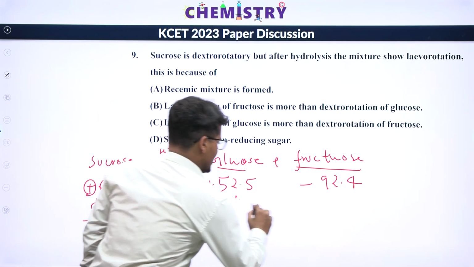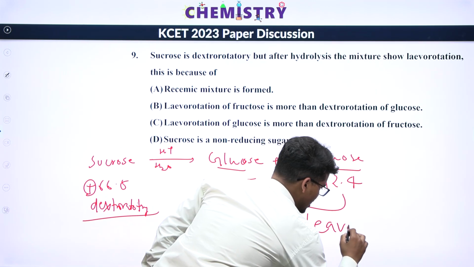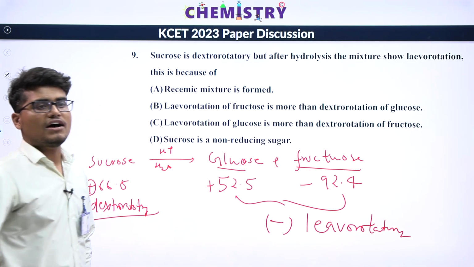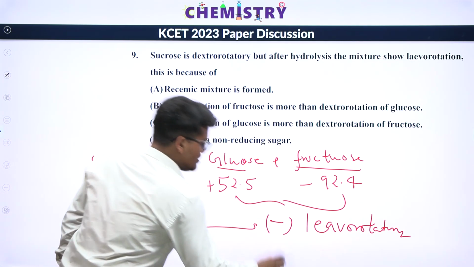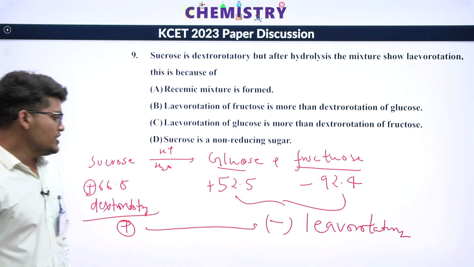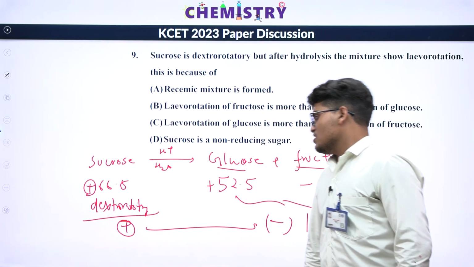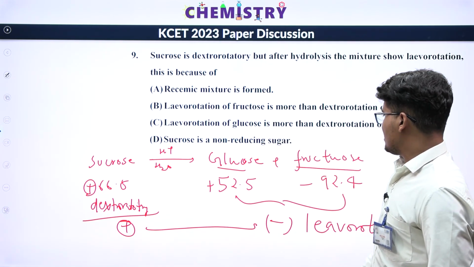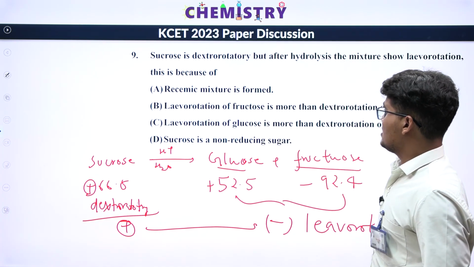You can see the net specific angle is in minus only. It means it is levo-rotatory. Sucrose after hydrolysis is converted from plus to minus. It says that there is a change in the specific rotation of the sucrose. In the final solution, they are saying that a racemic mixture is formed. No, there is no racemic mixture basically.